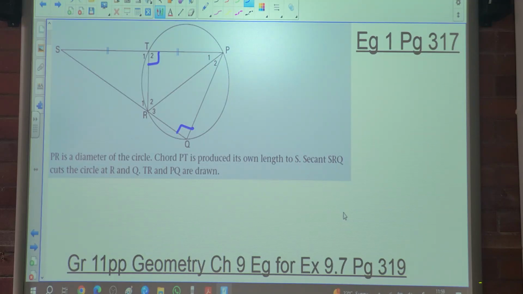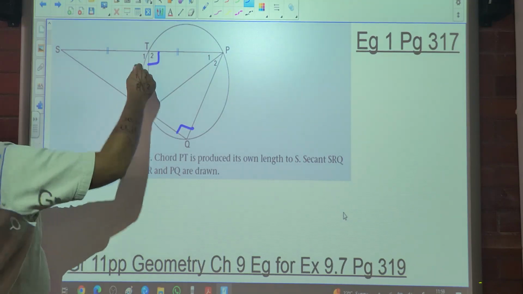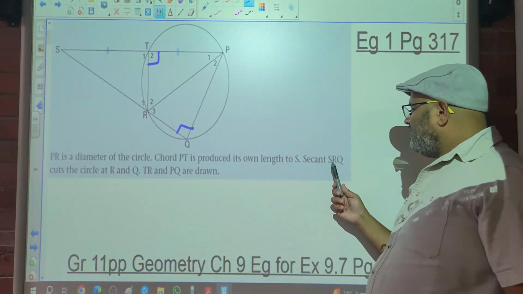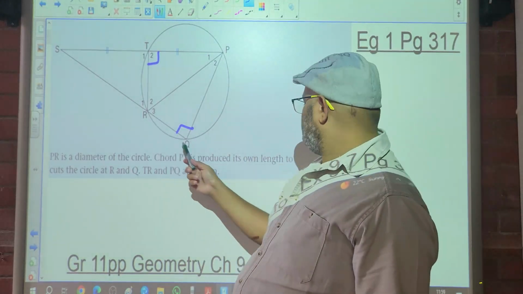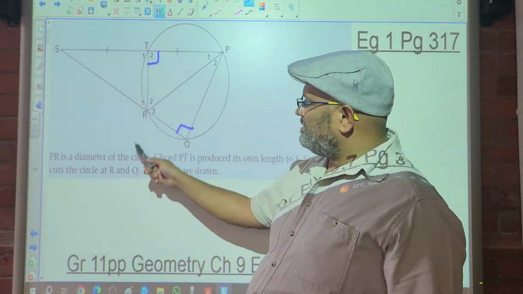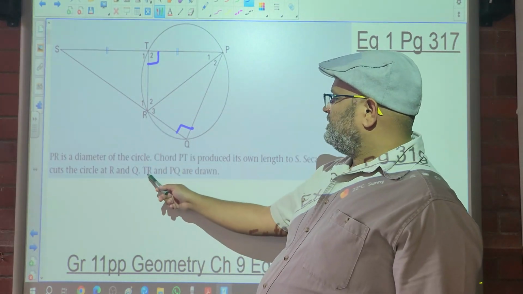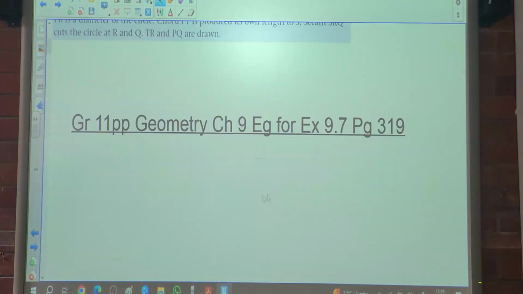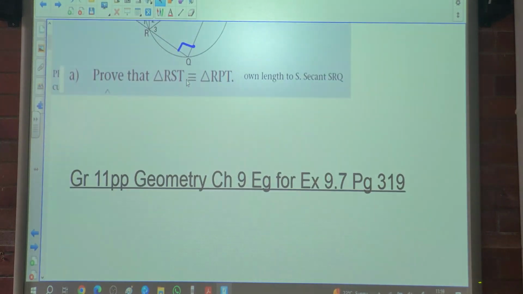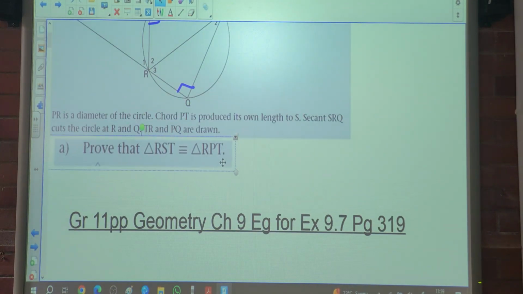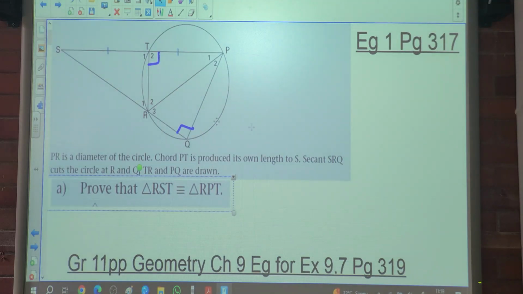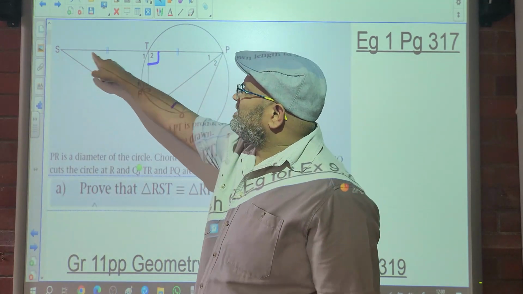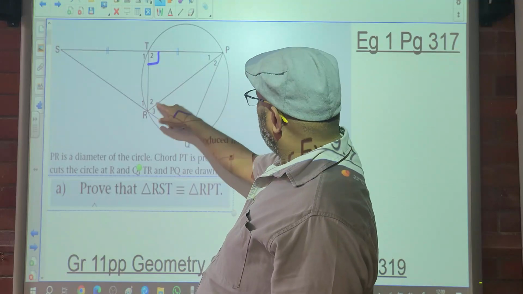Then we are told that chord PT is produced. PT is extended its own length to S. Second, SR cuts the circle at R and Q. TR and PQ are drawn. Right. With that in mind, first question. We need to prove that triangle RST is congruent to triangle RPT.